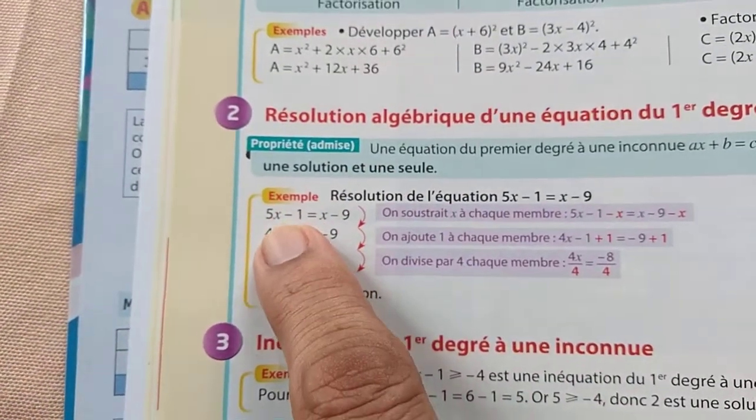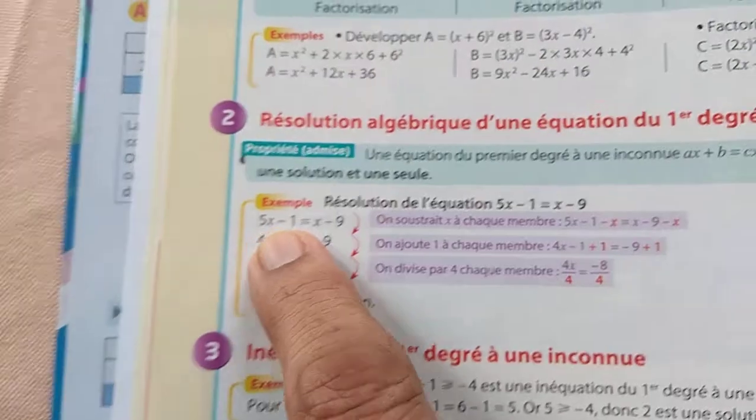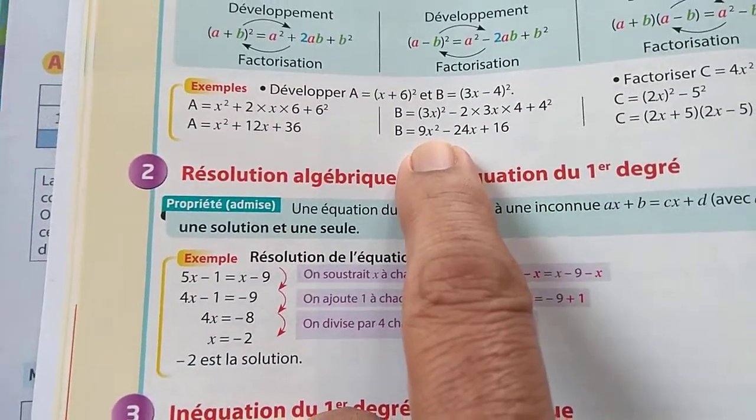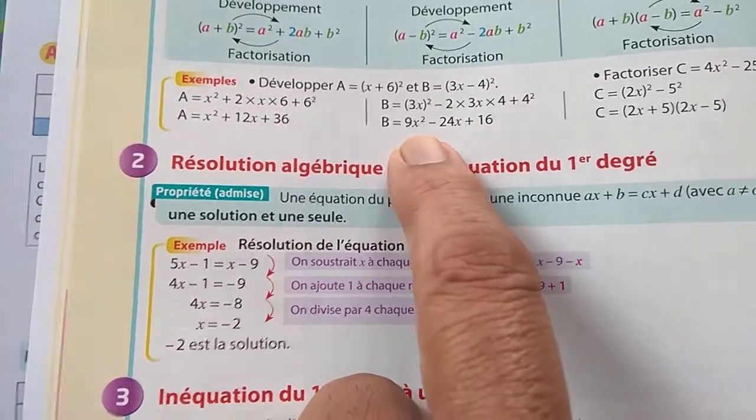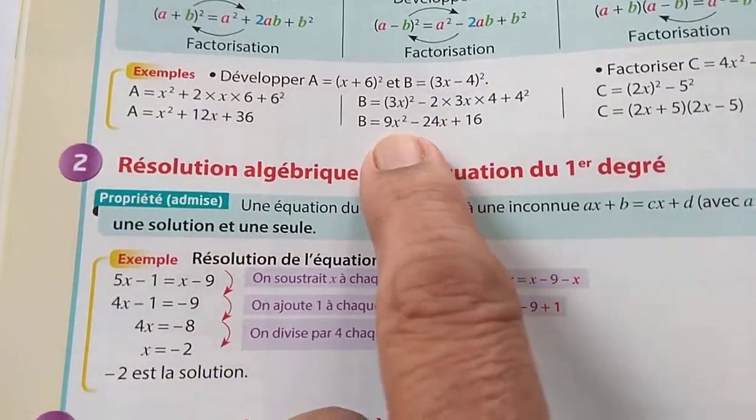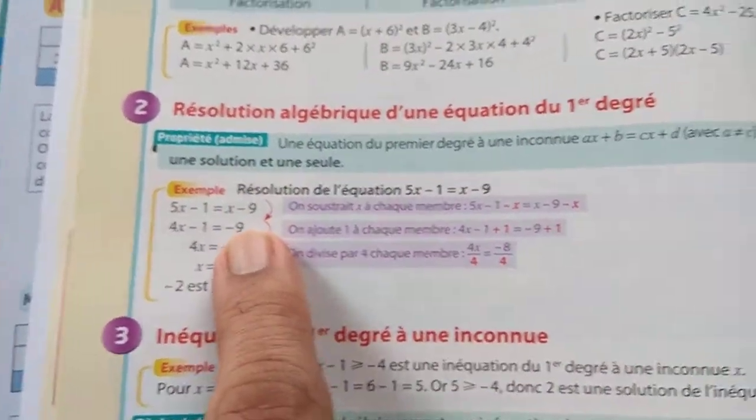A second degree equation would be an equation that has, for example, 9x squared plus 24x plus 16 is equal to 0. That would be a second degree equation because it has x squared in it. Here all of this is a first degree equation.